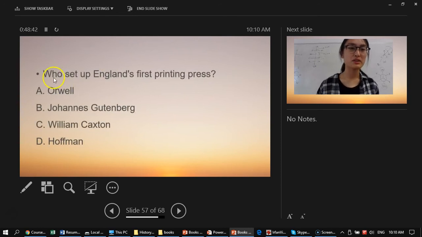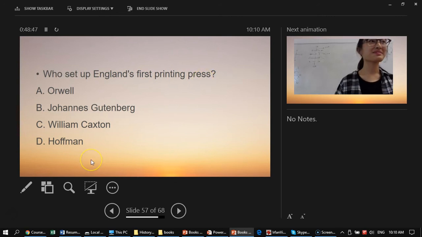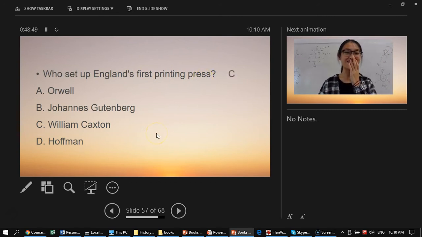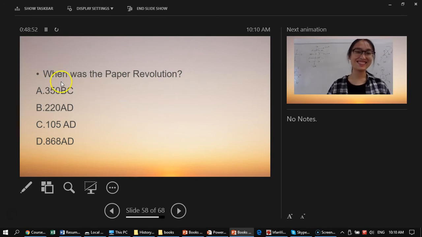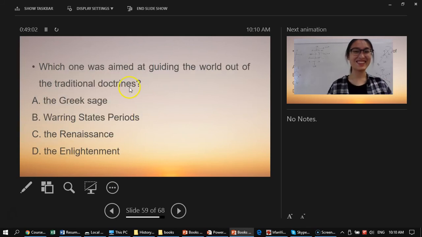And the second question, who set up England's first printing press? Yeah, it's correct. And third question, when was the paper revolution? Yeah, it's correct. The fourth question, which one was aimed at guarding the world out of the traditional doctrines? It's correct.